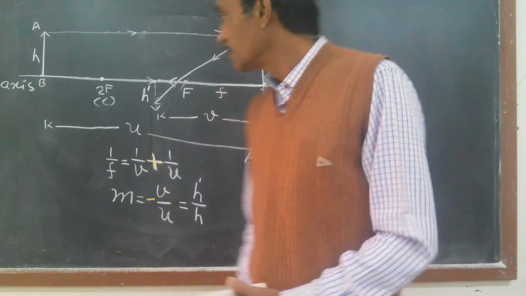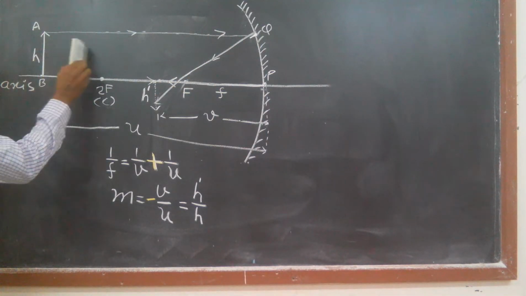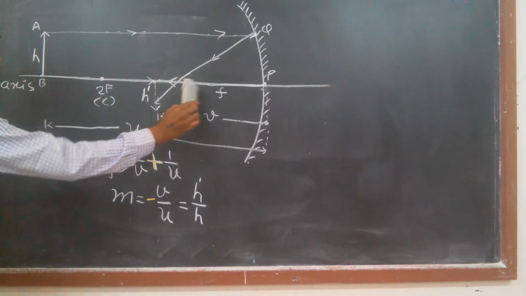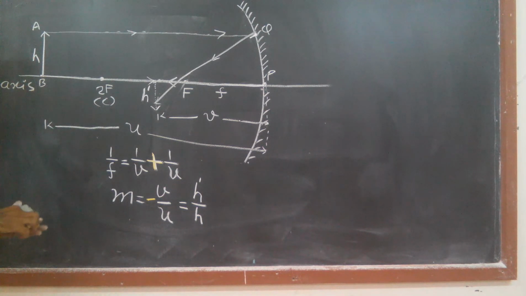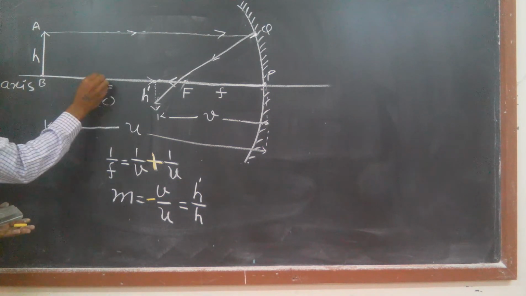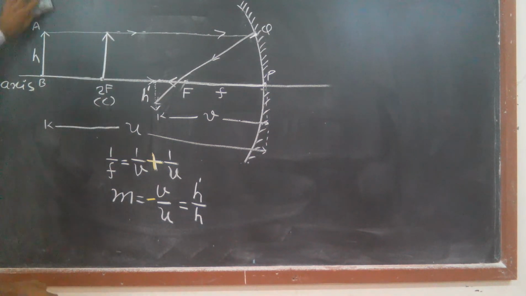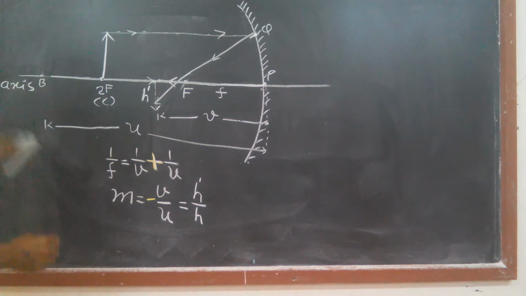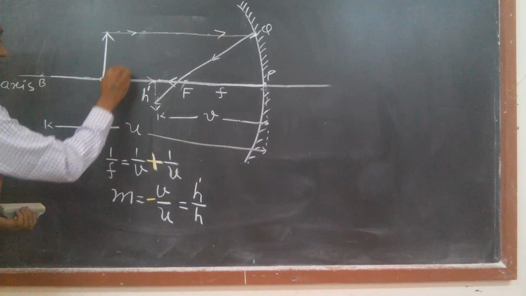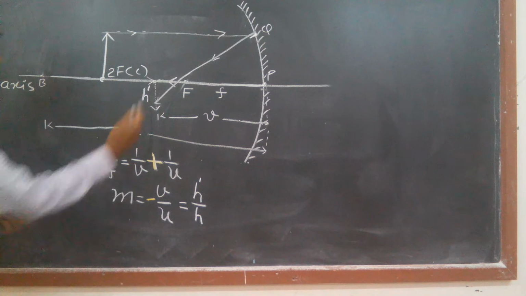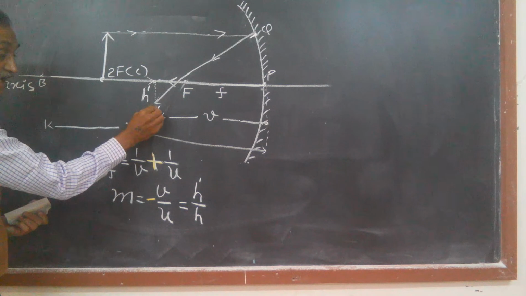Keep in mind. Now, as object moves towards the mirror, the image moves away from the mirror. If object is shifted from here to 2F, say, this point is 2F or center of curvature C, then image will shift away from the mirror and its size will increase.